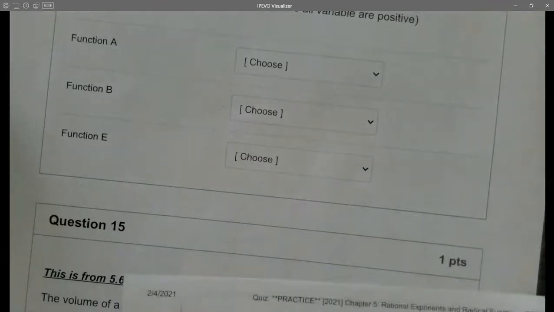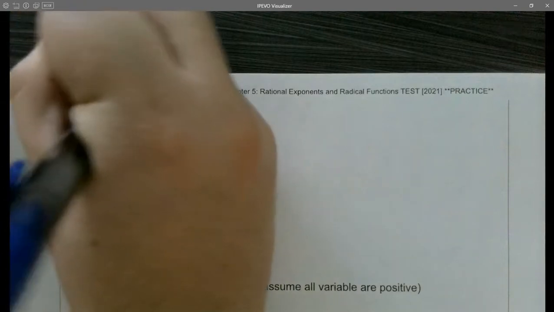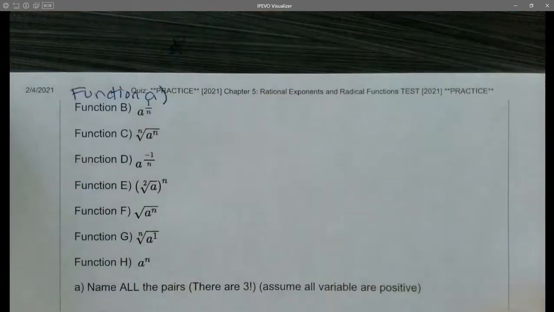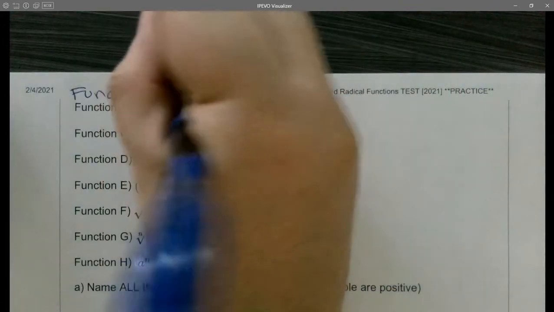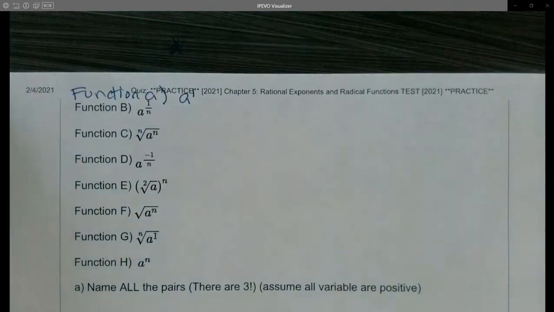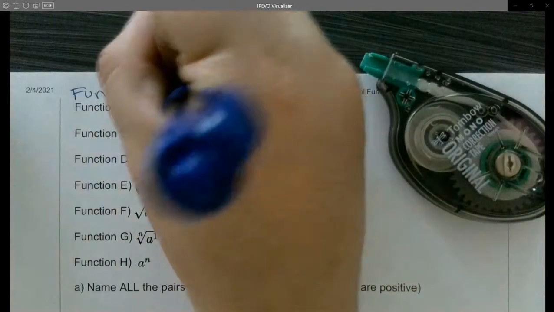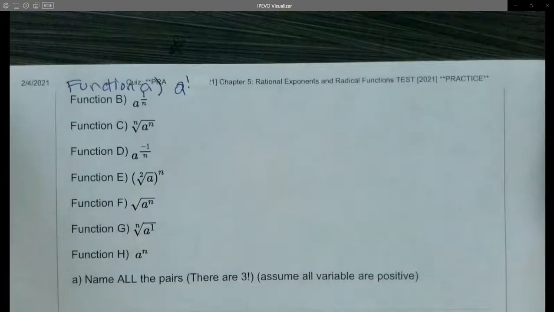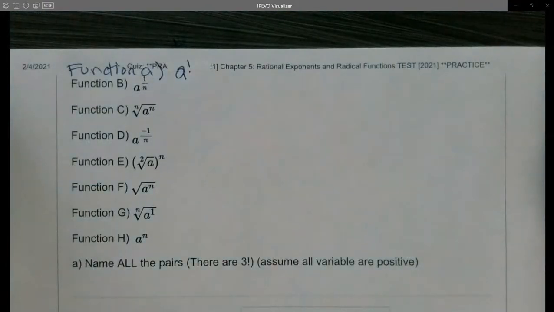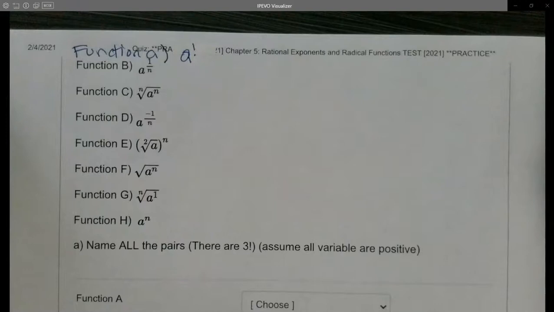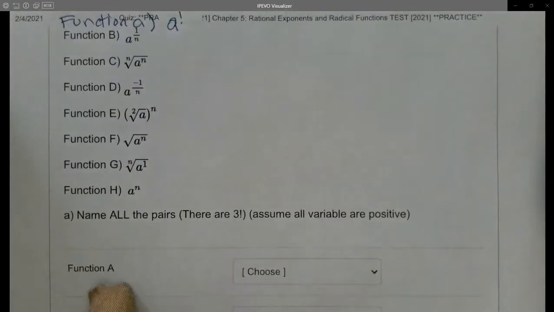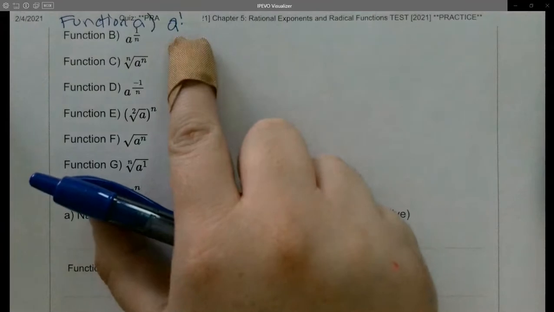Okay. Number 14 is kind of, it's just missing a. So I'll rewrite it. Function a is a to the first power. So let me white out the title name of the page so you can see what I wrote there. A to the first power. Okay. So what this one wants me to do is name all of the pairs, and there are 3 different pairs, and I assume any variable is positive. So I want to look for what matches up to function a. So which of these is equivalent to a to the first power?